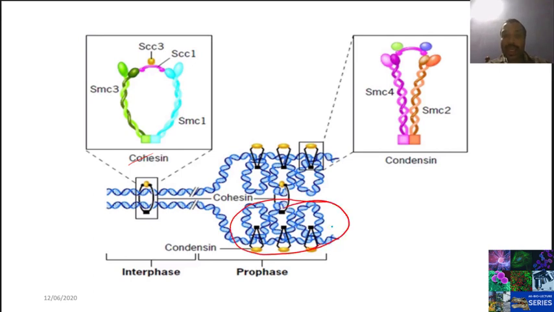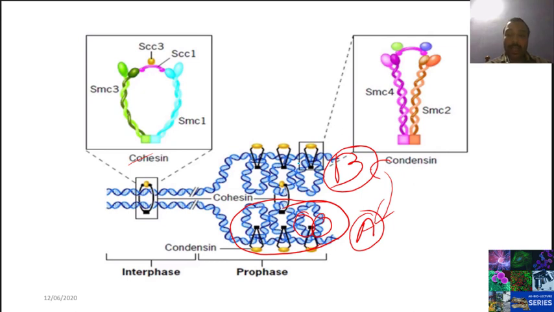two distant segments. These are the distant segments of a single chromatid. This is chromatid A, this is chromatid B, both are sister chromatids. So condensin promotes chromosome compaction by linking two distant segments of a single chromatid, in contrast to cohesin holding two sister chromatids together.